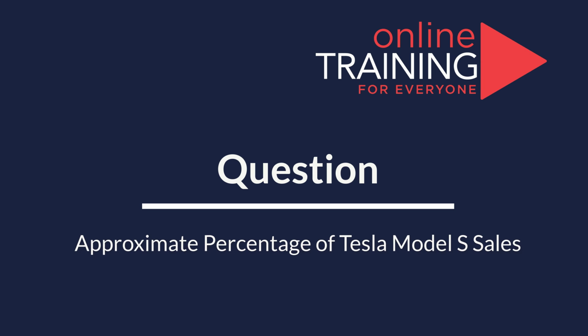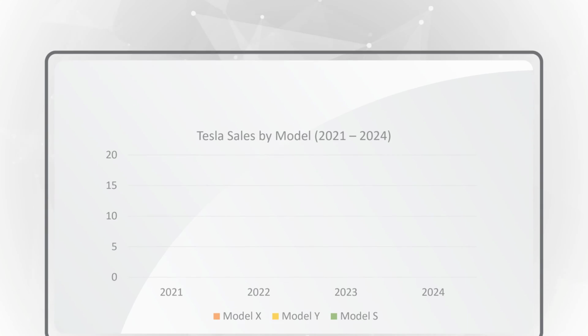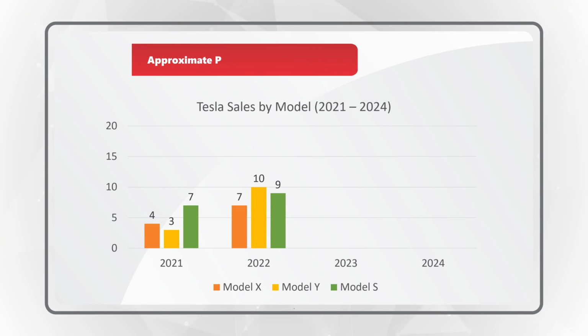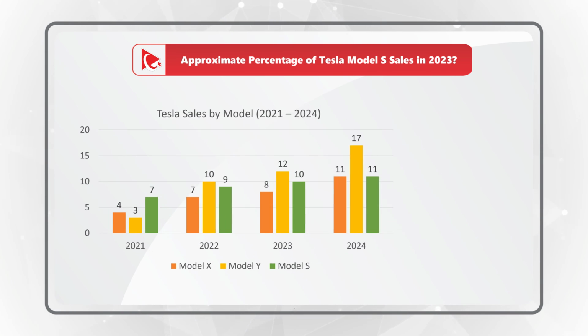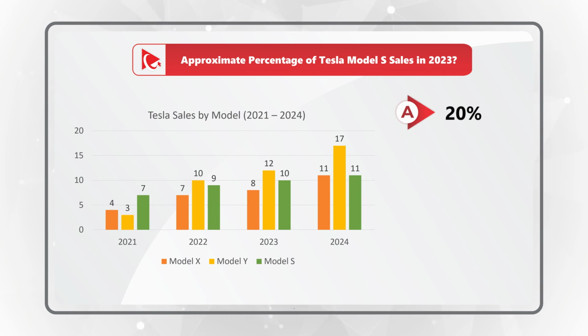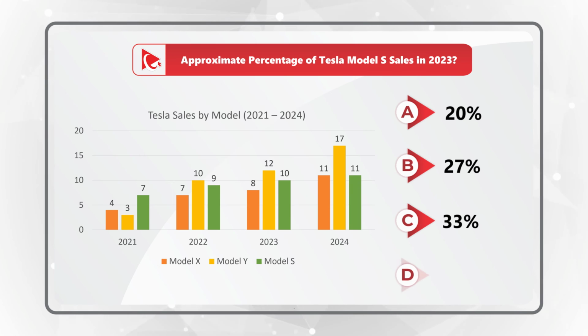And now, I think it's an excellent time for you to try your skills to see if you can solve the challenge. You need to determine the approximate percentage of Tesla Model S sales in 2023. You're presented with a chart that shows sales by model between the period of 2021 and 2024, and you have 4 different choices. Choice A, 20%, choice B, 27%, choice C, 33%, and then choice D, 40%.